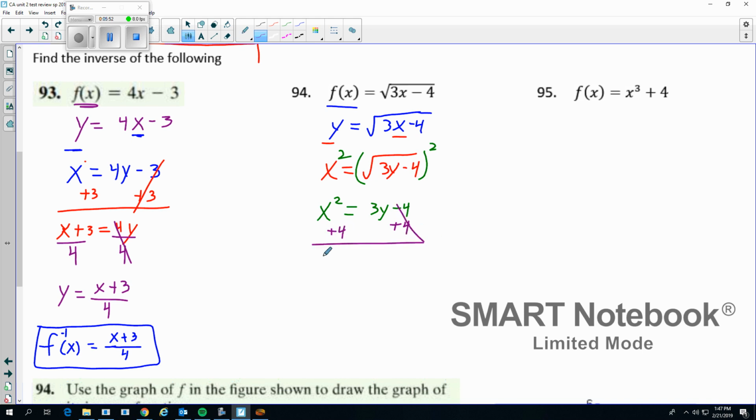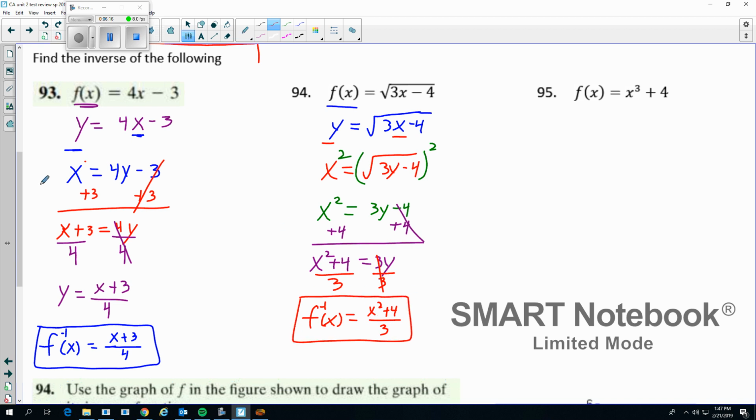So that cancels out. So x squared plus 4 equals 3y. Then divide by 3, that cancels out. Then I'll write it with function notation down here. And that's going to be x squared plus 4 all over 3. And that's what you're looking at.